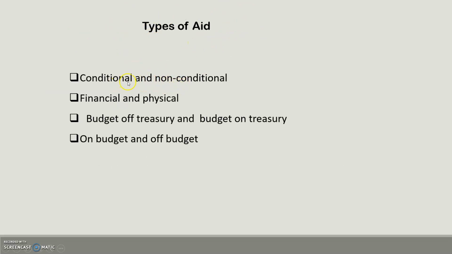What do you mean by conditional and unconditional? Conditional is where they have certain conditions for you to provide international aid, for them to provide the foreign aid. For example, if I want to provide you money, I impose certain conditions saying that you have to do this, do that, so that I'm going to provide you aid. And the next thing is non-conditional. There are no conditions for some people to provide their aid.